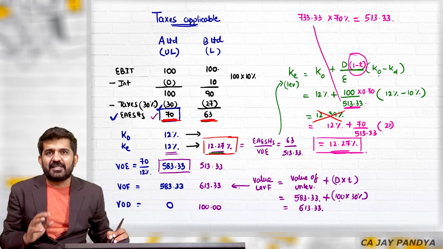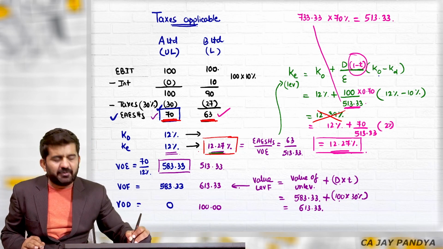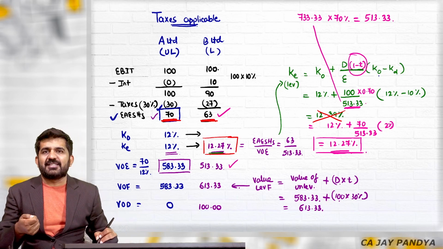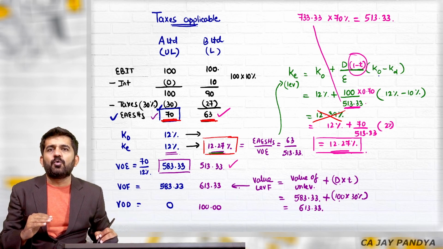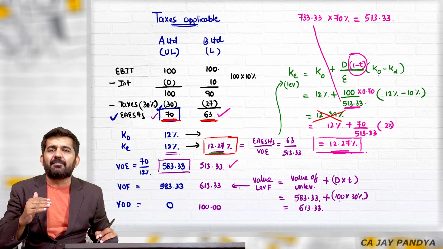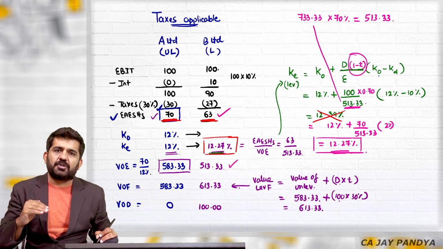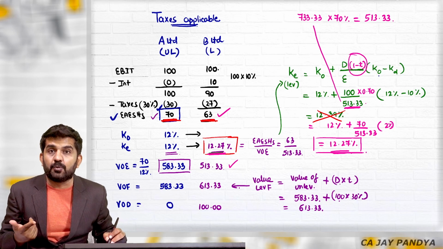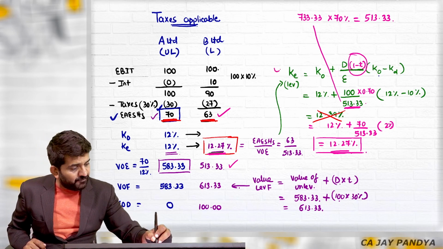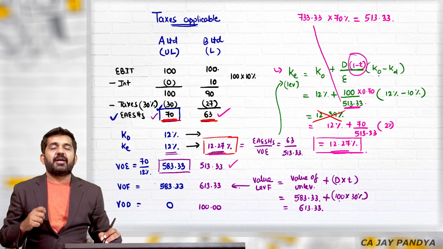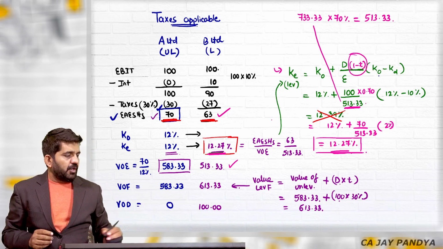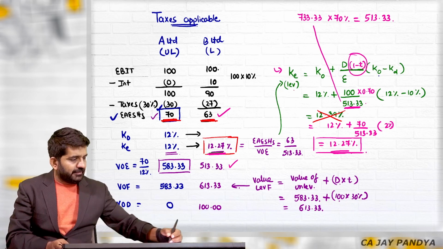I advise that if earnings available to equity shareholders and the value of equity are there, you should directly do earnings available to equity shareholders divided by value of equity. Directly you will get the answer of 12.27. But here I am finding it out in an alternate manner also. Alright, so I have got KE.